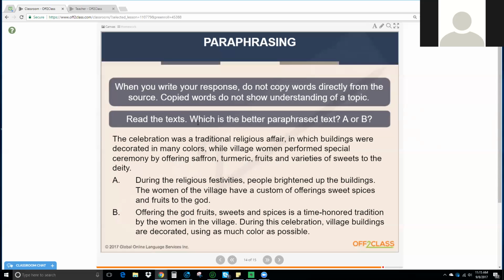So we have two paraphrase texts here, A and B, and the question is, which is the better paraphrase text? So first we're going to read the original text right here.